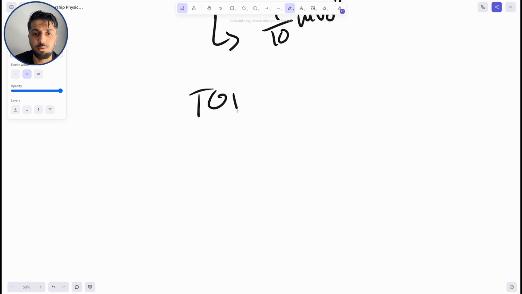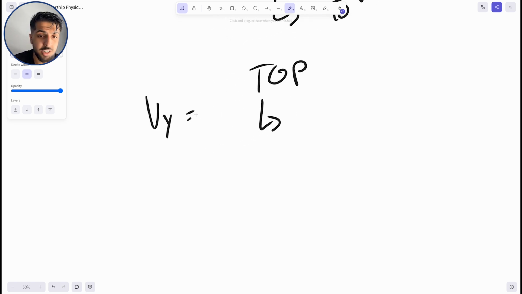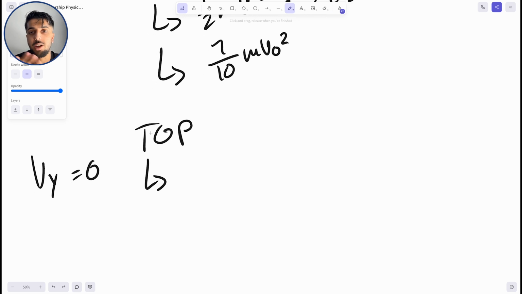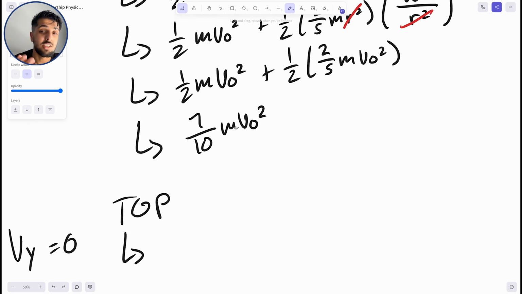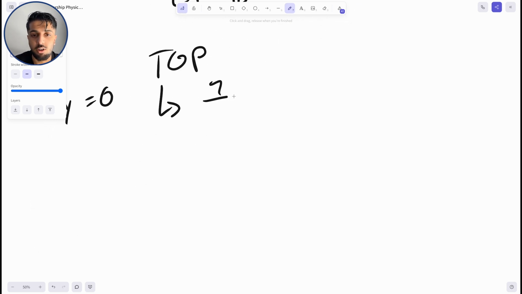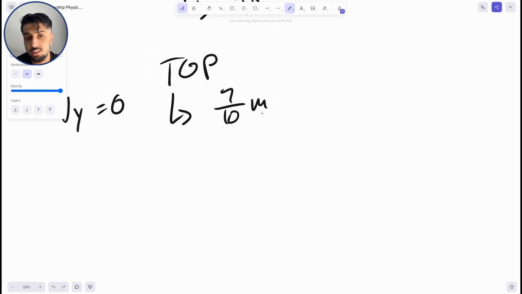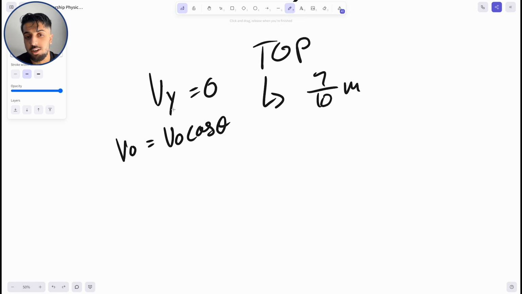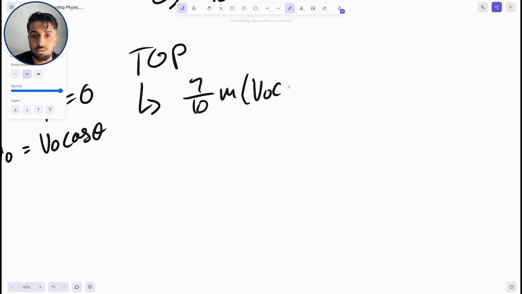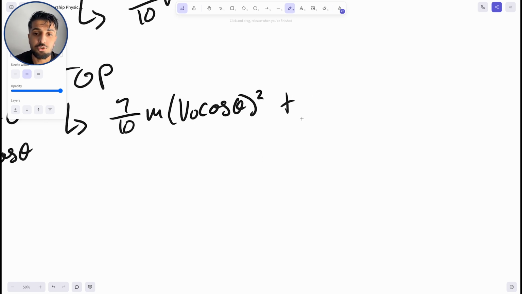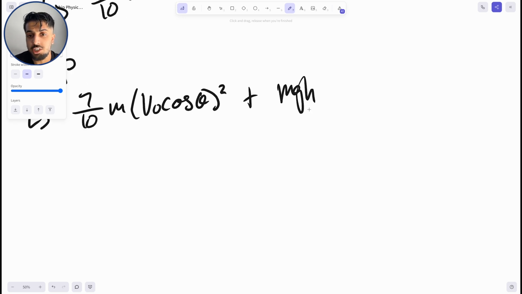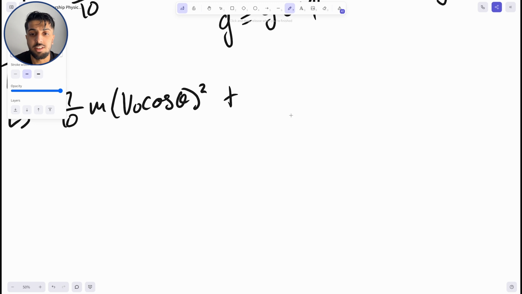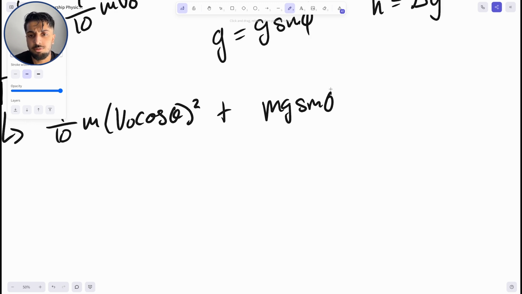Okay, so now at the top of the motion, our velocity in the y direction is equal to 0, as stated previously. However, we still have velocity in the x direction, and therefore, as we still have both rotational and linear kinetic energy, we can just use this expression right here, which is our rotational and linear kinetic energy combined. And so we get 7 over 10 mv0 squared. However, our v in this case is equal to v0 cos theta, as stated before, our velocity in the y direction is equal to 0. And so that is v0 cos theta squared. And at the top, we also have gravitational potential energy, which is equal to mgh. As stated previously, our g is equal to g sine phi, and our h in this case is our delta y. And therefore, our gravitational potential energy is mg sine phi delta y.